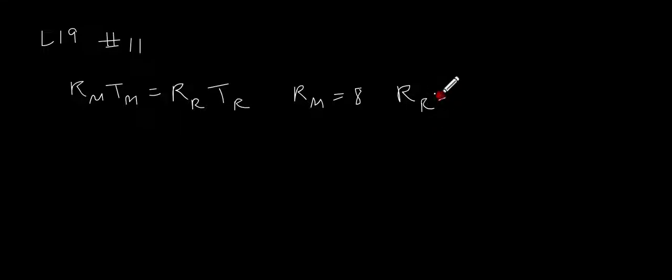R sub m, t sub m equals r sub r, t sub r. That's your mother equation. Here's the little babies. R sub m equals 8, r sub r equals 2, t sub r equals 5 minus t sub m. So we're going to substitute it in. This variable is the one we're going to leave in. You have to have somebody that you leave in there. So I'm going to start substituting.